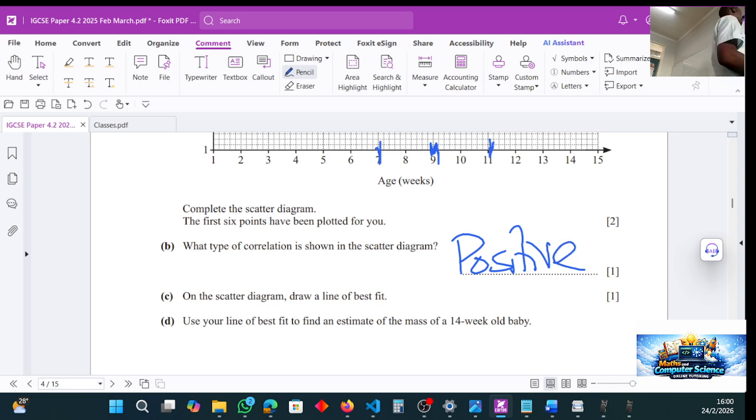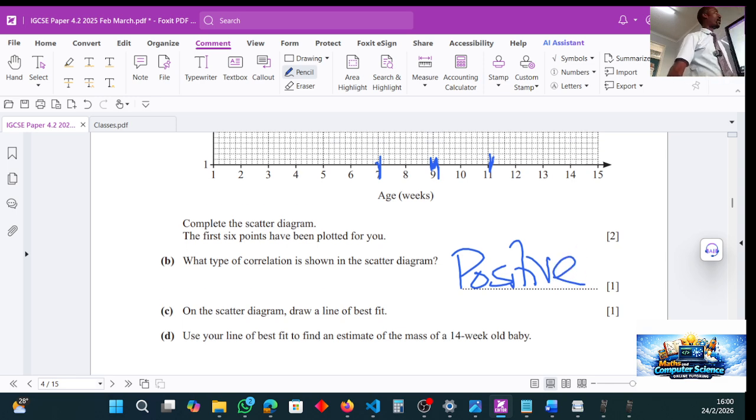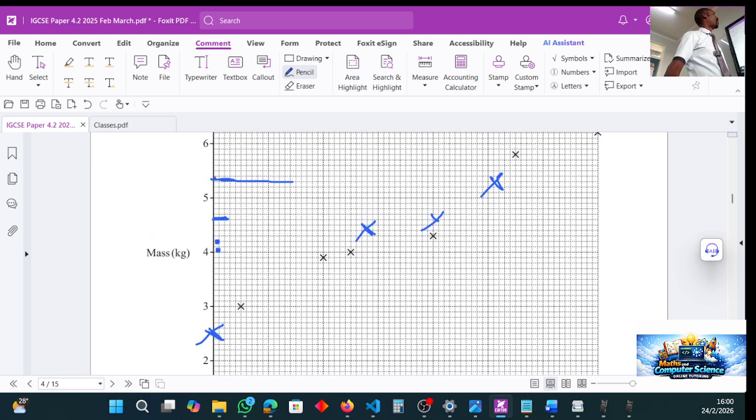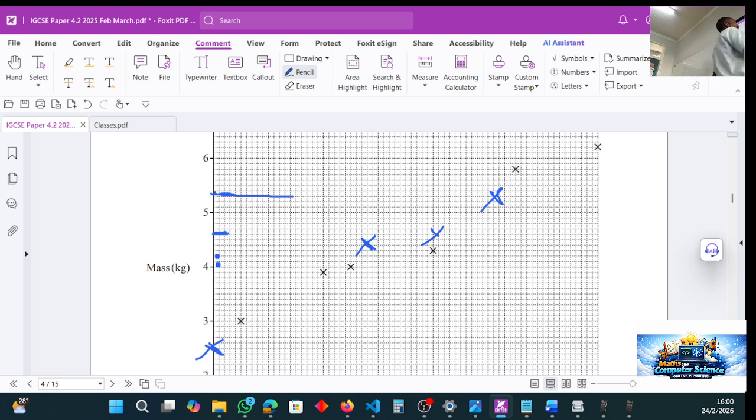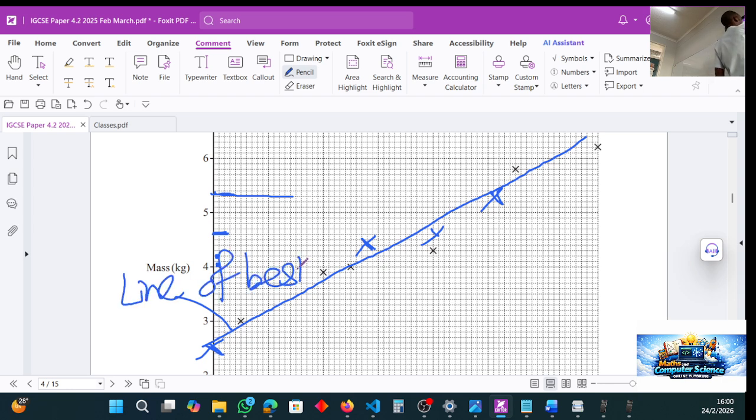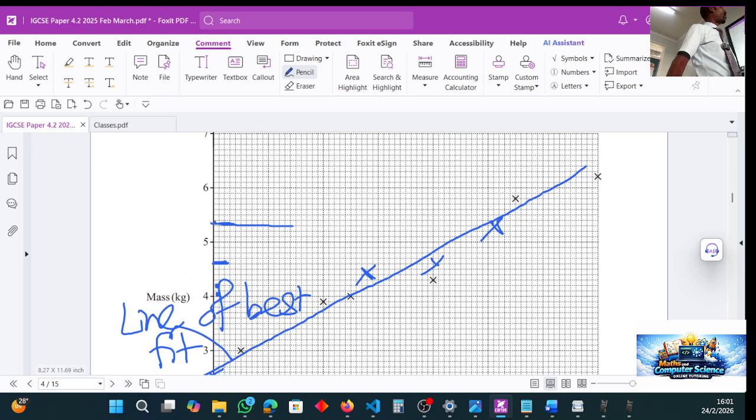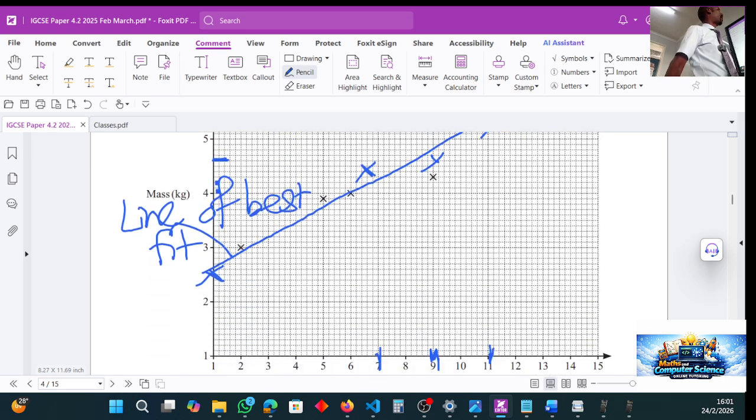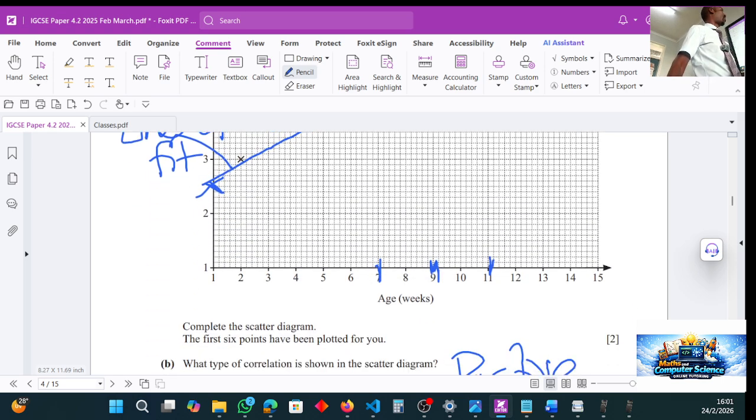Then on the scatter diagram, we're now being asked to come up with a line of best fit. This is a line which will equally divide our points. So we just split our points equally and we label it: this is our line of best fit. Normally we use this line to make predictions. Given one of the variables, we can estimate the other one.